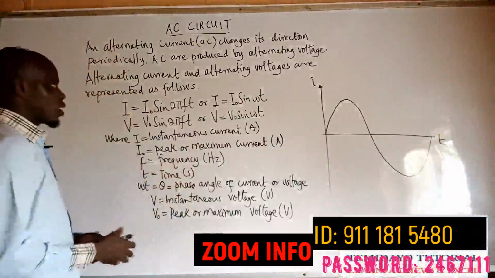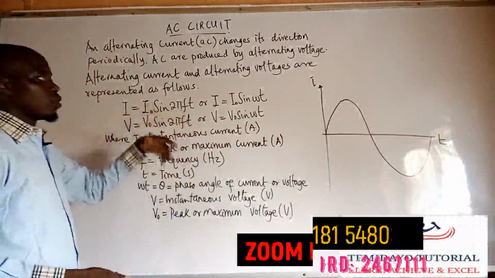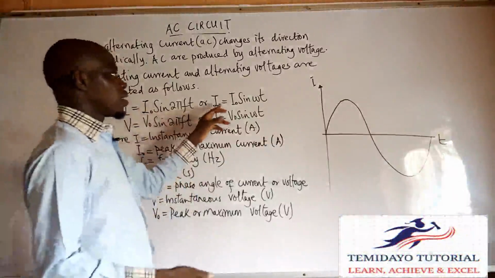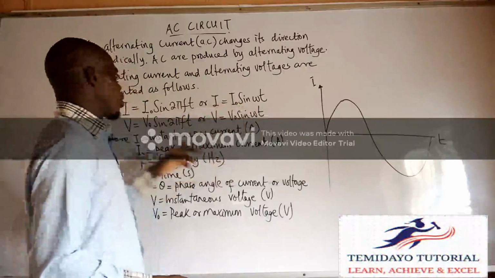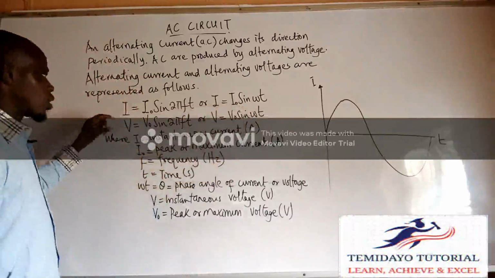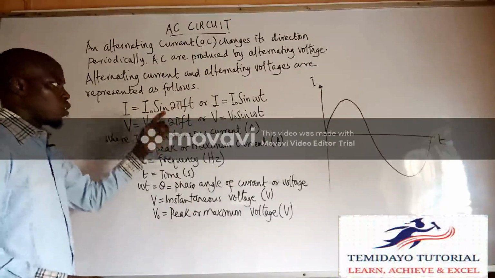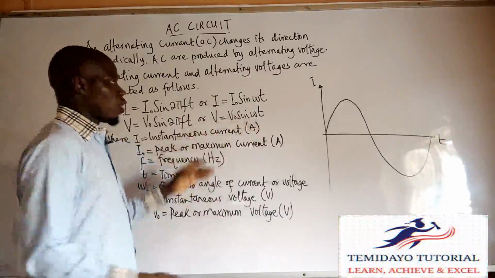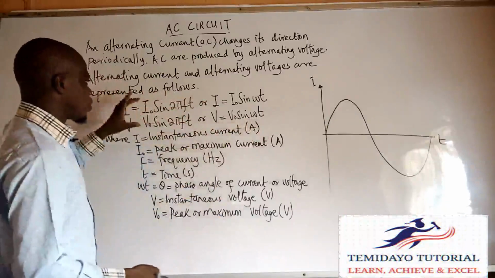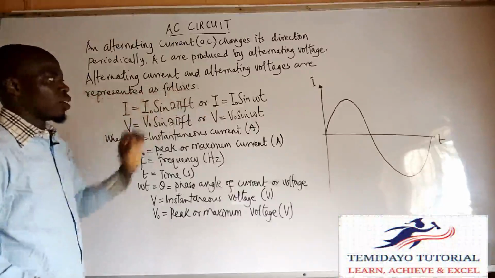For the alternating current, you can see I is equal to I0 sine 2 pi ft, or you can have it as I equals I naught sine omega t. The same thing happens to alternating voltage. You are having V equals V naught sine 2 pi ft, or V equals V naught sine omega t. Now, we want to explain what these terms that you are having here mean.